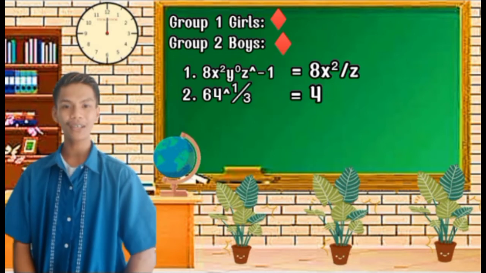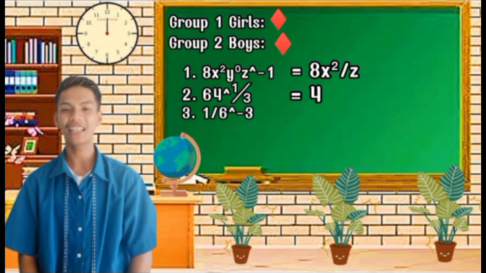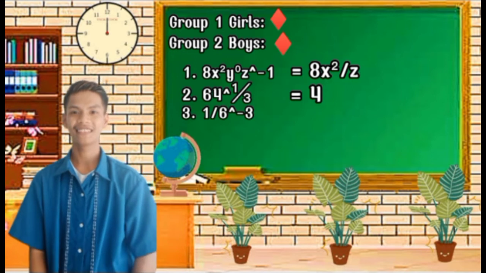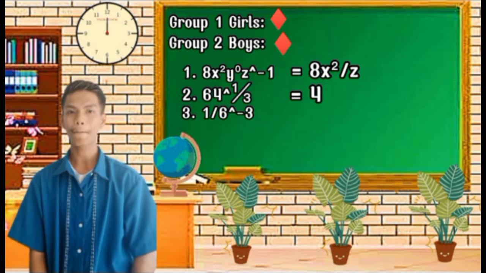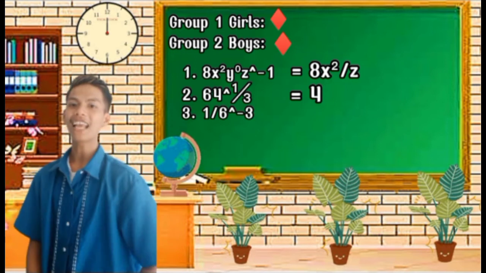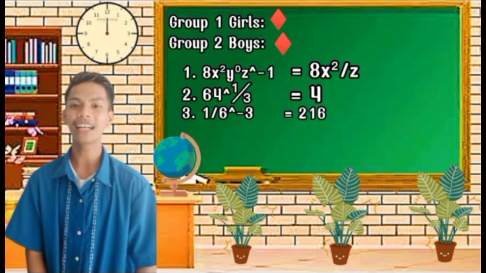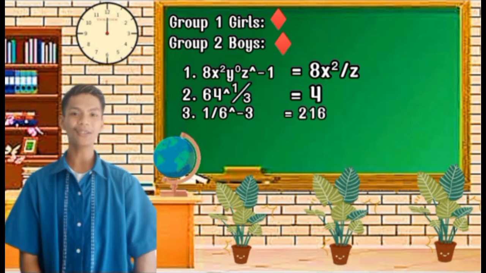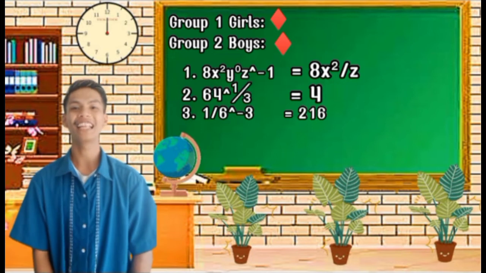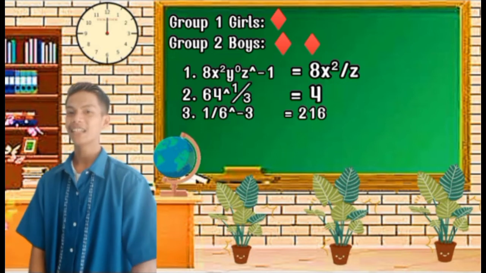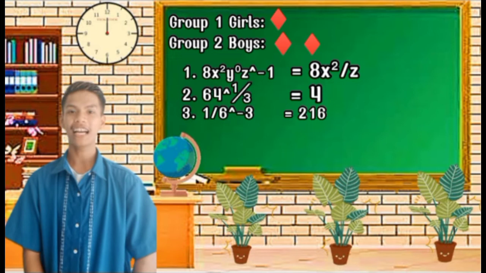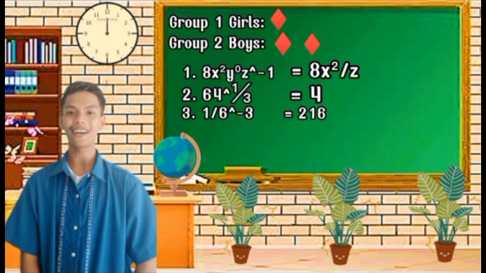So, let's proceed to number 3. 1 over 6 raised to negative 3. Okay, very good. The answer is 216. So, girls, paano ba yan? Nalalamangan na kayo ng boys. So, 2-1 ang score. Kaya, let's proceed to number 4.